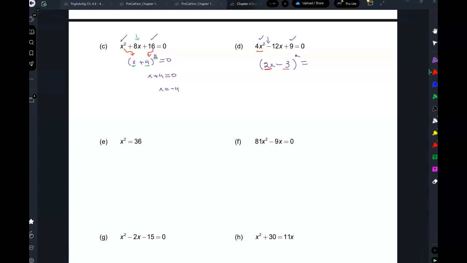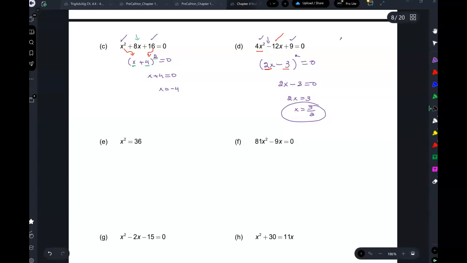How much is that? Negative 6x times 2. Negative 12x. And yep, that's negative 12x. So that equals 0. 2x minus 3 equals 0. 2x equals 3. X equals 3 over 2. Now look, you have to go that extra step and check, right?